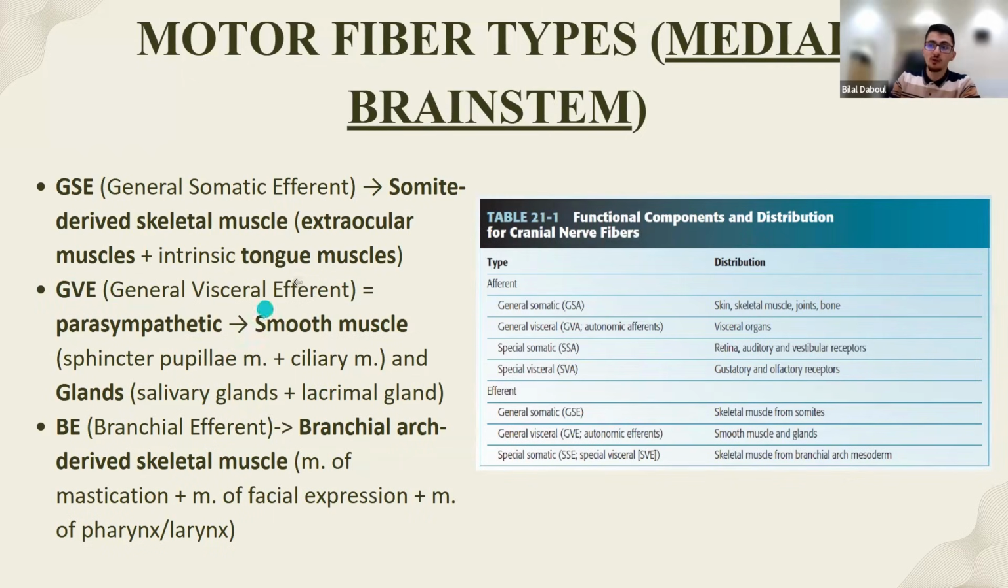GVE, or visceromotor, general visceral efferent. Again, they are parasympathetic in nature. So you just need to memorize this. Again, GVE, smooth muscle and glands. I gave you a couple of examples. Same applies for SVE, SSE, or BE, which are branchial efferents or special somatic efferents or special visceral efferents. They all are the same. They supply the muscles of the pharynx, the muscles of the larynx, the muscles of facial expression, the muscles of mastication. That's it for the medial brainstem.